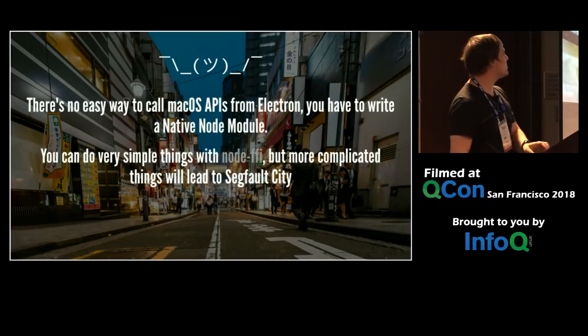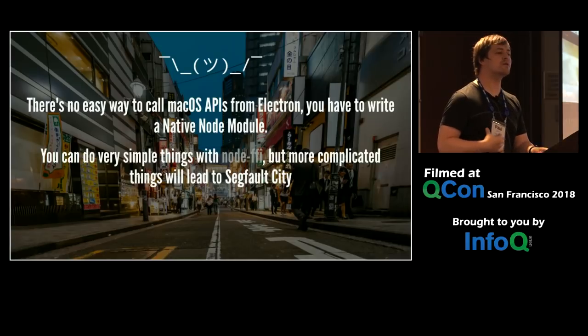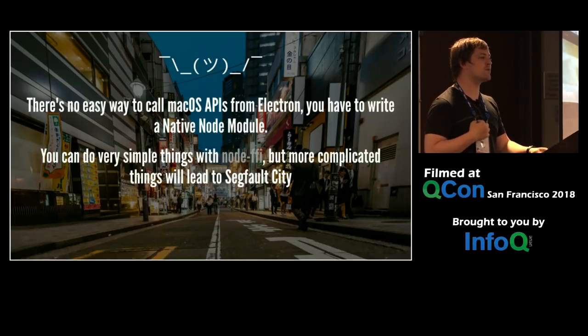There's no super easy way to call macOS APIs from Electron. You have to write a native Node module, which means that you're dumped into writing C++ code, which is a bummer. Mostly, for Electron, there are a lot of really simple Node modules that you can kind of cargo cult, copy the whole thing and replace the inside. So that makes it a little bit easier.